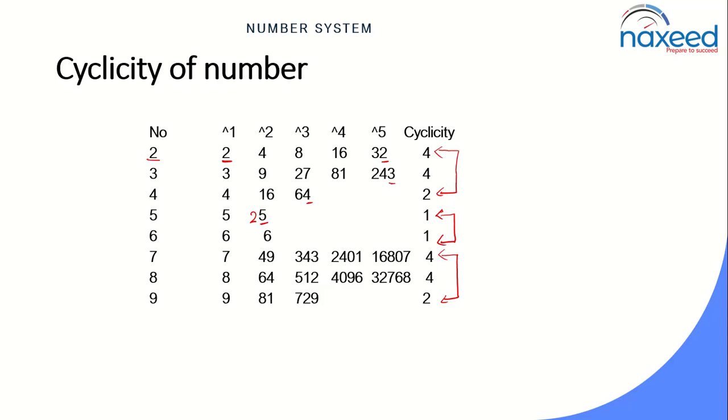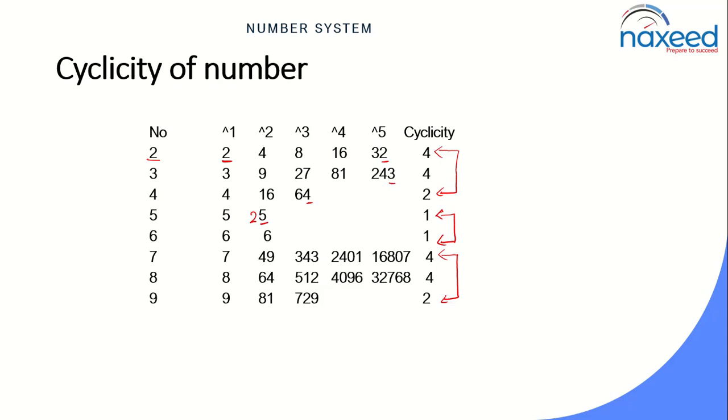Okay, if this is clear, how to find out the cyclicity of a number, I have explained here, how the cyclicity of 2 becomes 4, the cyclicity of 3 becomes 4, 4 becomes 2, correct. But you don't need to mug up all these things. We have to get the cyclicity of the given number to get the answer of the given question.